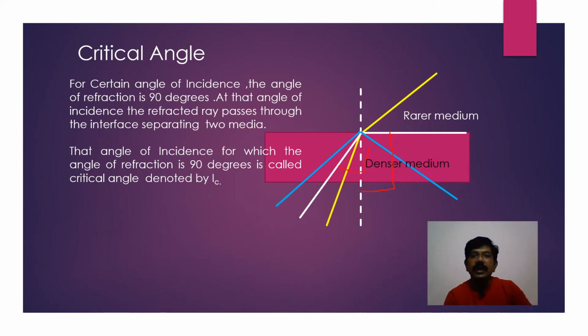Here the angle of refraction, observe this one. This is equal to how many degrees? 90 degrees. So at what angle of the incident? This is the angle of incident. This angle of incident for which the angle of refraction is 90 degrees is known as the critical angle. What is that? Critical angle.